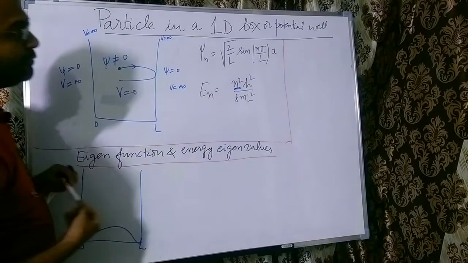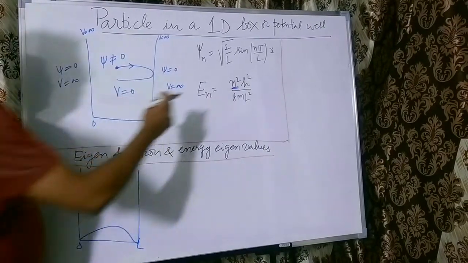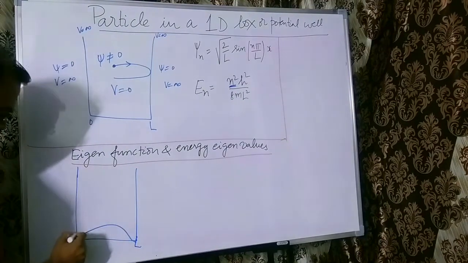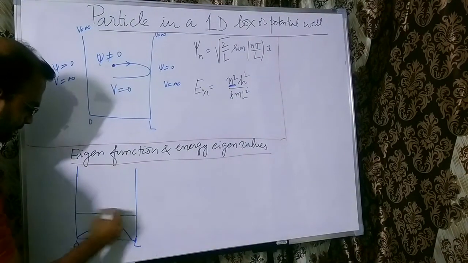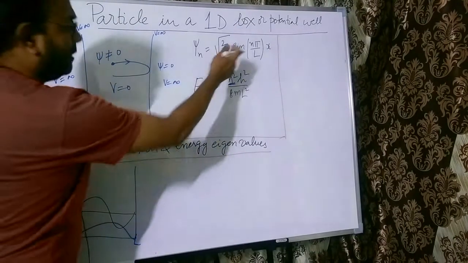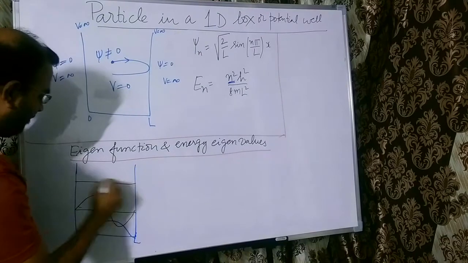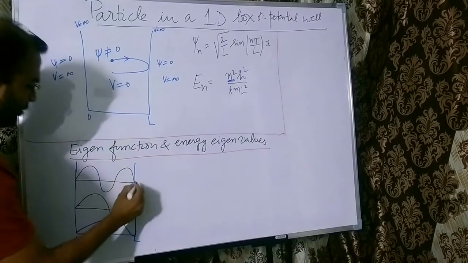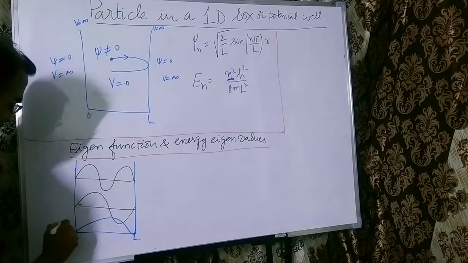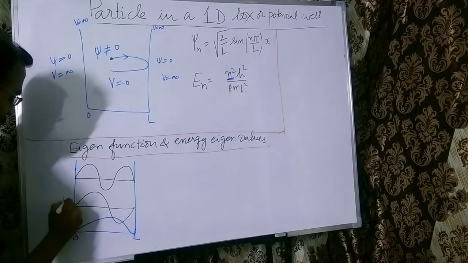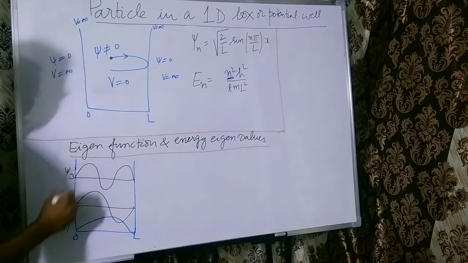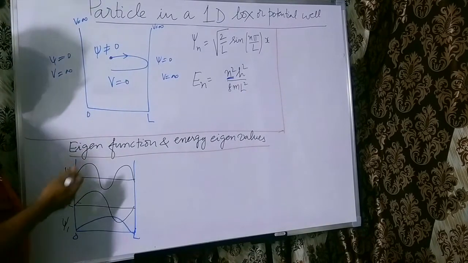When n is equal to 2, this is 2 pi, that is the entire wavelength. So this is going to be like this. When n is equal to 3, 1.5 wavelengths are going to be enclosed within the box. So these are the different states of the particle within the box. This is psi corresponding to n equal to 1, this is n equal to 2, and n equal to 3, and so on and so forth, we can plot.